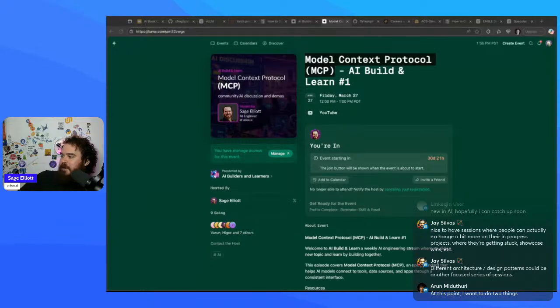Maroon said at this point they want to do two things. Hopefully, you're going to say what those two things are in the chat. Can't leave us hanging with a cliffhanger like that.